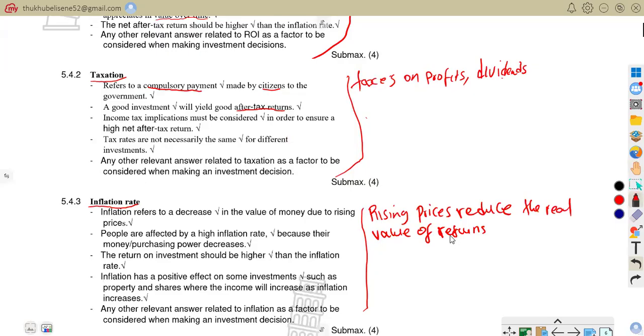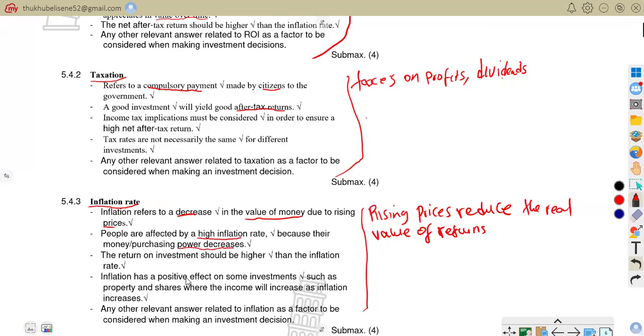For example, if inflation is 6% and your return is 5%, you actually lose 1% in real terms. Inflation refers to a decrease in the value of money due to rising prices. People are affected by a high inflation rate because their money and purchasing power decrease.